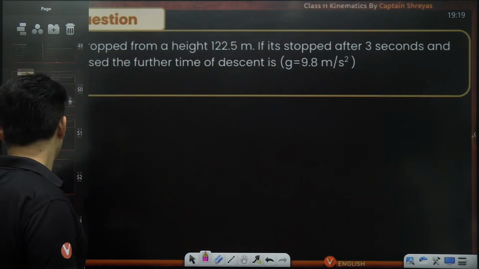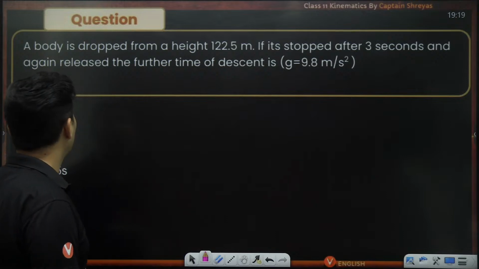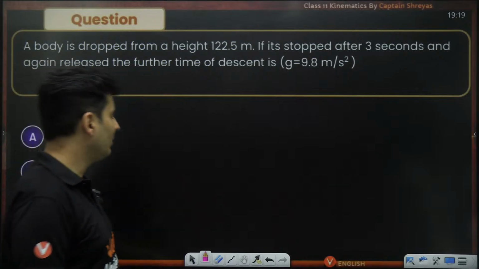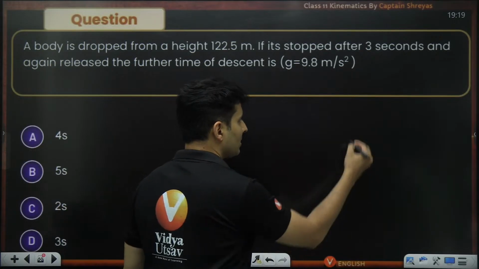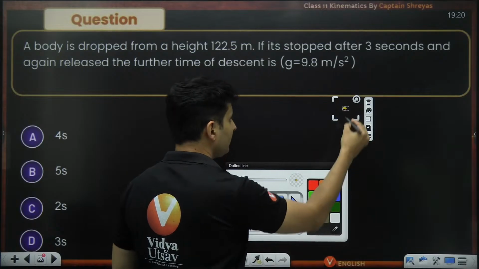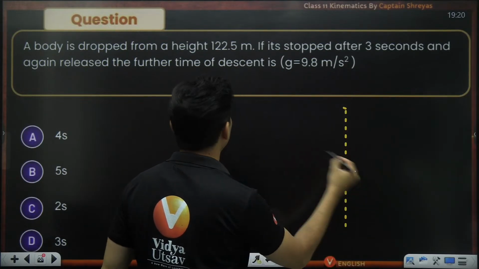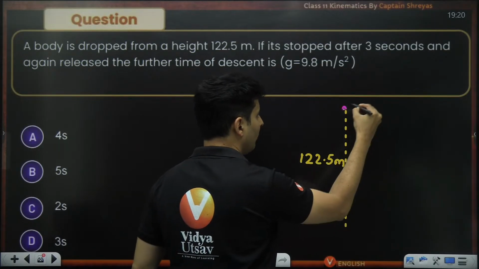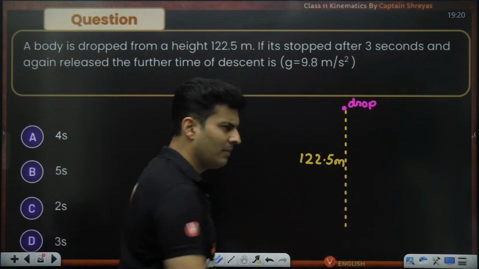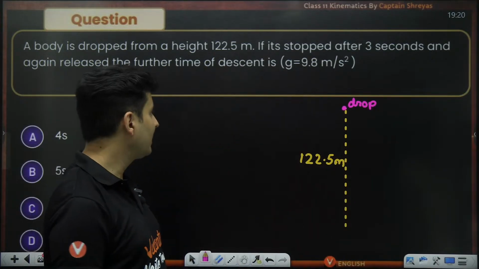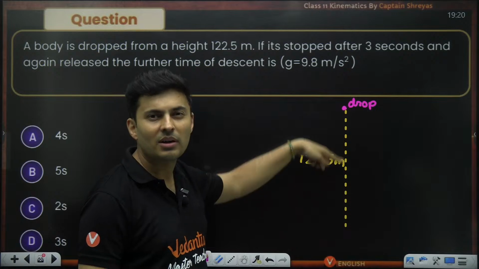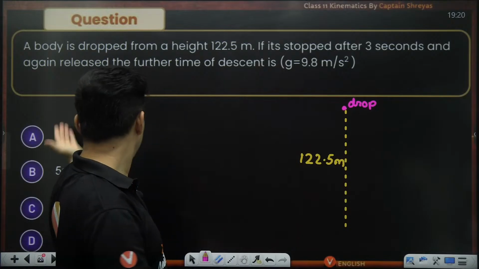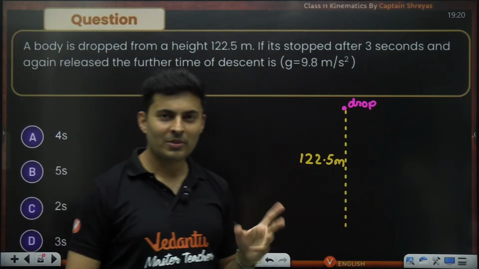Okay, great. So I think we have the last question, which is supposed to be our homework. So body is dropped from some height. If it is stopped after 3 seconds and again released, further time of descent is. So just to give you the hint, see total this total height which was there, that is basically 122.5 meters, and you are dropping from this point. So actually it would take many seconds to fall by this height, but in 3 seconds only you stop it. So it would have covered some distance. You can find it out. For that remaining distance, how much more time will it take? That's the question. So now I hope you understood the question.